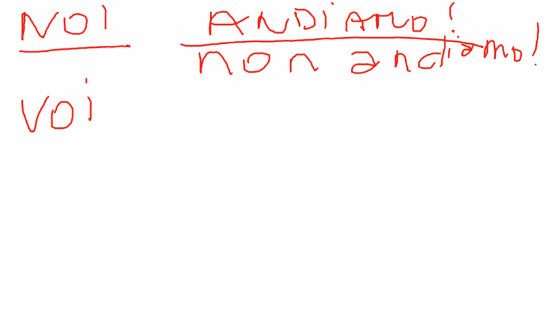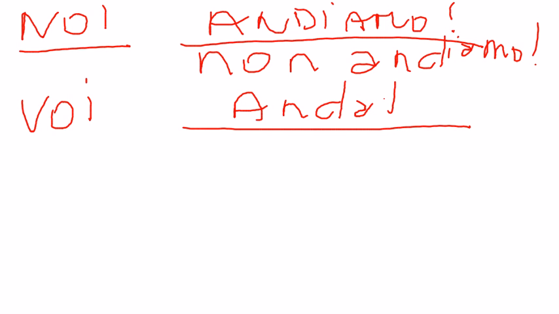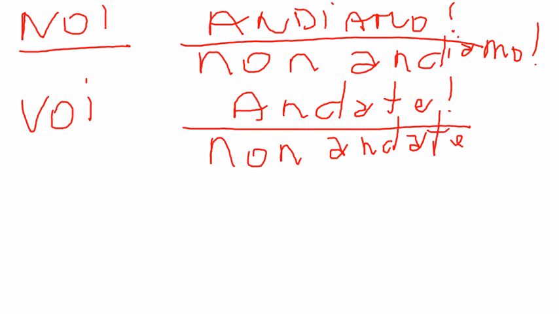The same with the voi form. It's exactly the same thing. I'm using the verb andare. I might tell John and Mary, andate a casa. That means John and Mary, go home. I'm not saying voi. I do not mention the pronoun voi. That would mean you go home. I just want to tell them go home, andate a casa. And non andate a casa means do not go home.